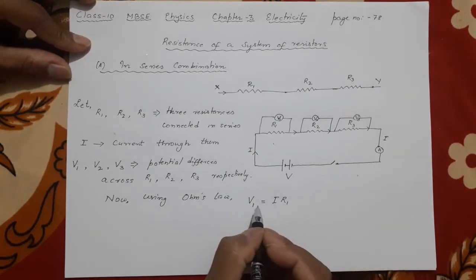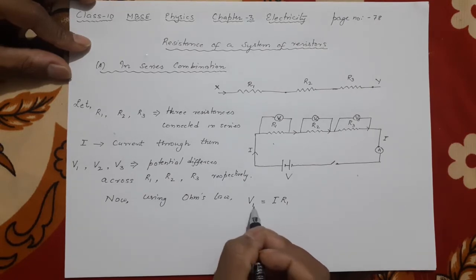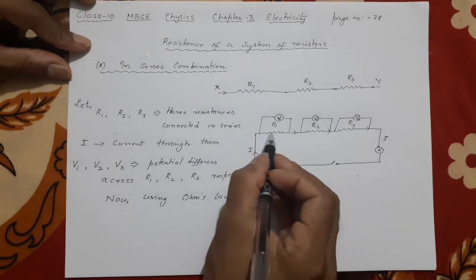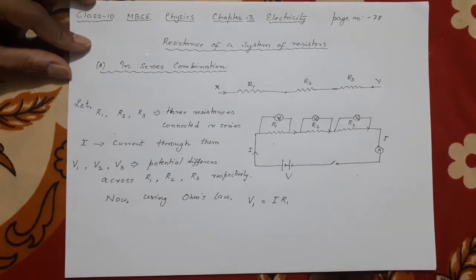Remember, that is very important, because the formula is V1 equal to I1 into R1, as V is equal to IR. Similarly, V1 has to be V1 equal to I1 R1. But as you see, the current is the same even for R1, R2, R3. It is the same through them. Okay, so that is why this happens.